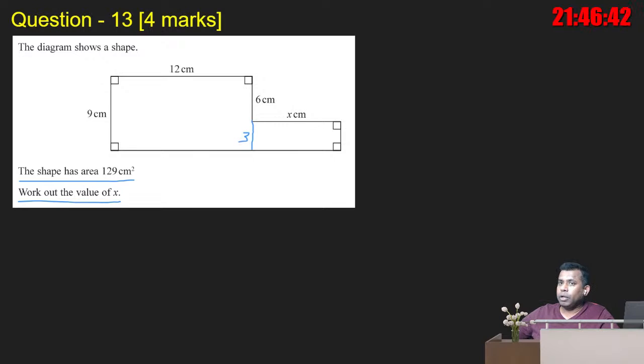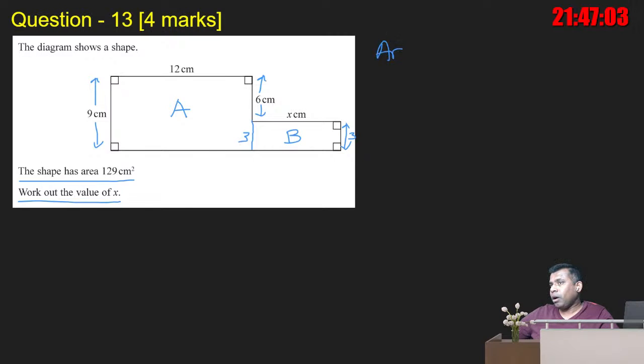Why is it 3? Because the total length here is 9 and this one is 6, and this one is 3, right? Now if you're doing this one in your actual GCSE, you can show the working out. It's a 4 marker, right?